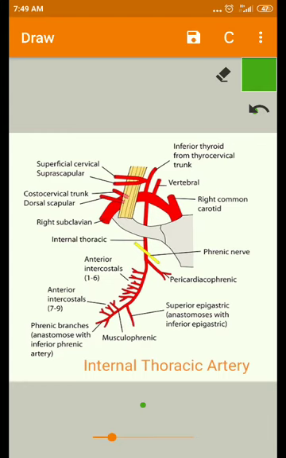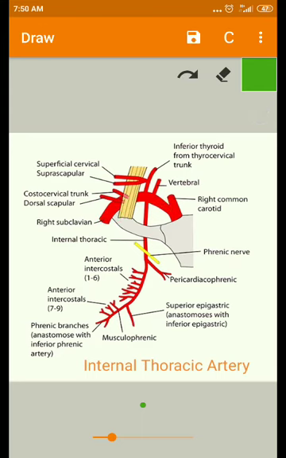So this is the first part of the subclavian artery, which is present between the brachiocephalic trunk and the medial border of the scalenus anterior muscle. And below this muscle, some part of the artery is present, that is the second part. After that, from the lateral border of the scalenus anterior muscle, the right subclavian artery has the third part.